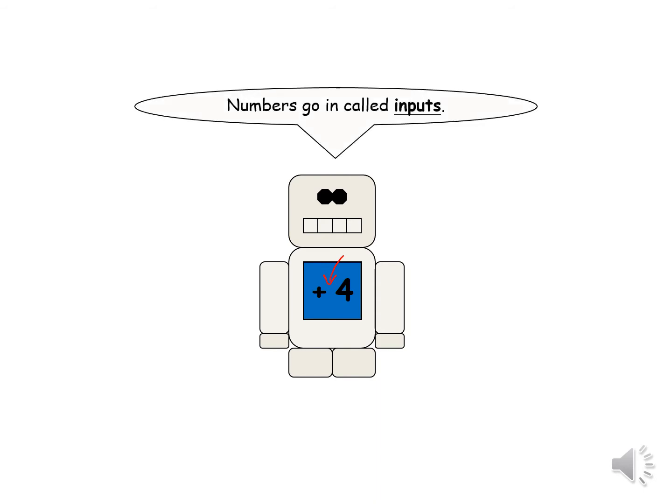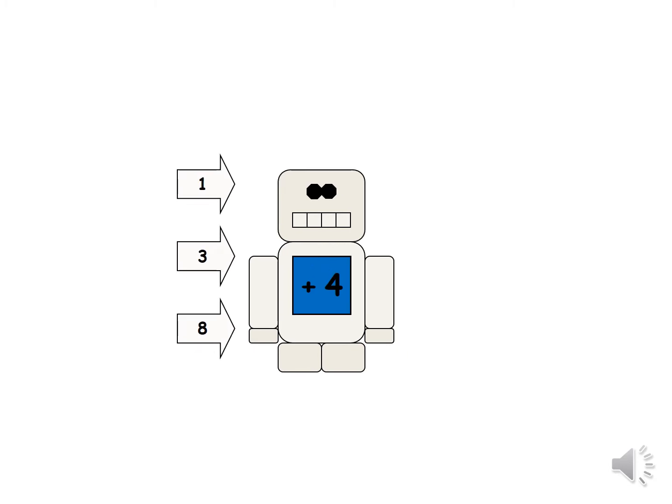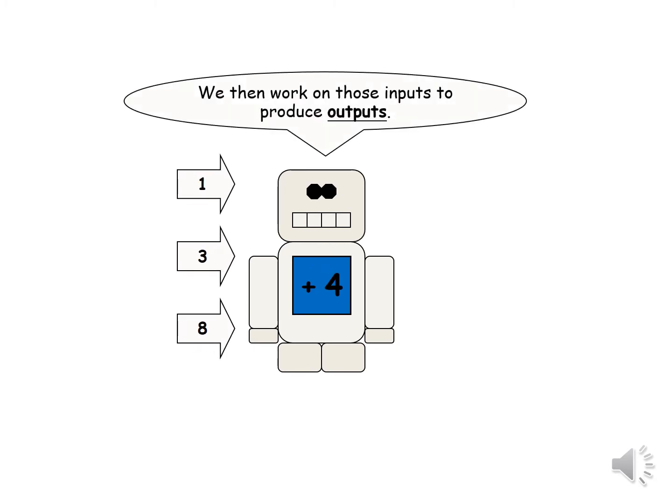The numbers that we put into it are called inputs. So the ones that go in are called inputs. See if you can have a think what a number that goes out would be called. It would be called an output. So we've got our numbers going in on the left here. These are the numbers that are going to go in, so they're inputs. And the numbers that come out the other side are going to be outputs. So let's see if we can work out some outputs.